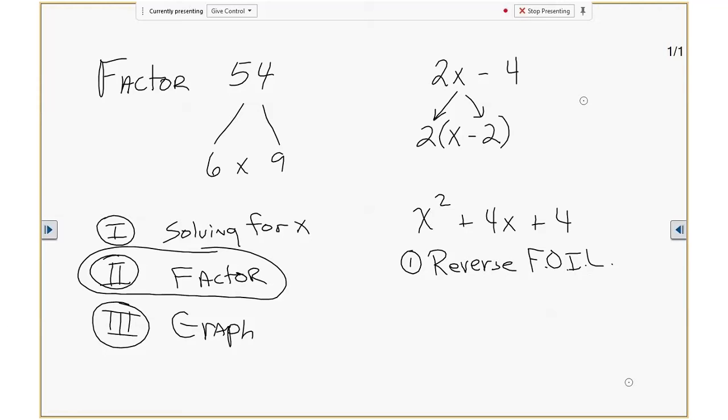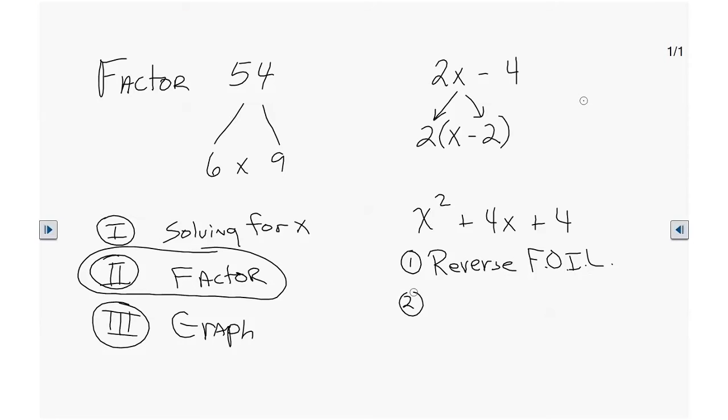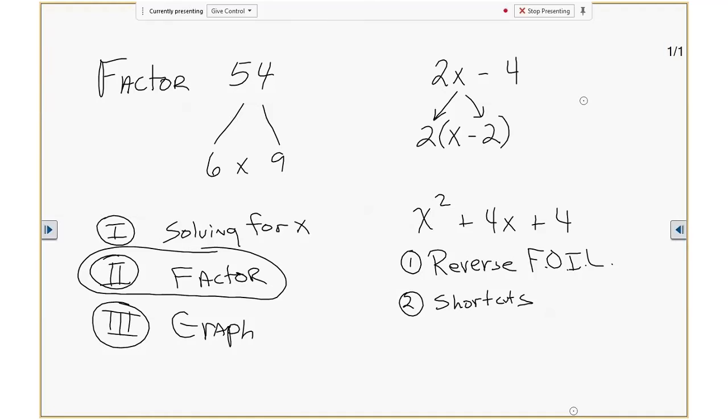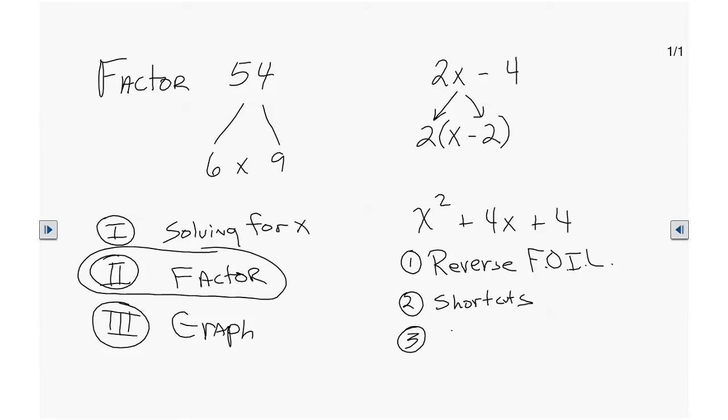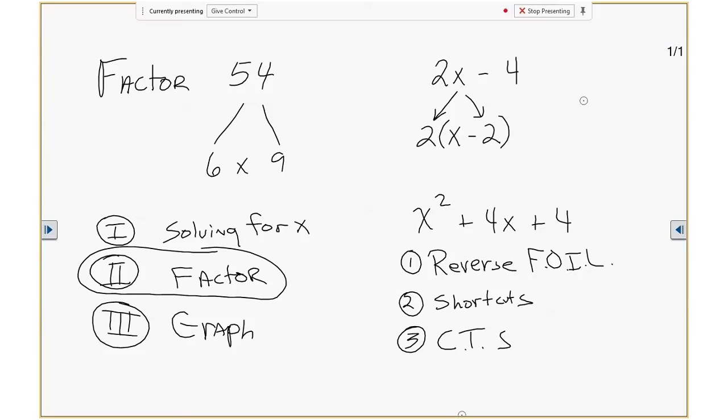Always. Now, the reverse FOIL, the shortcuts, and completing the square. That's basically how you find the x-intercepts, and that's what you're finding. In a trinomial, when you factor, you are finding where that quadratic crosses the x-axis. Okay? You're also expanding it into its two factors. And that is used to find the x-intercept.